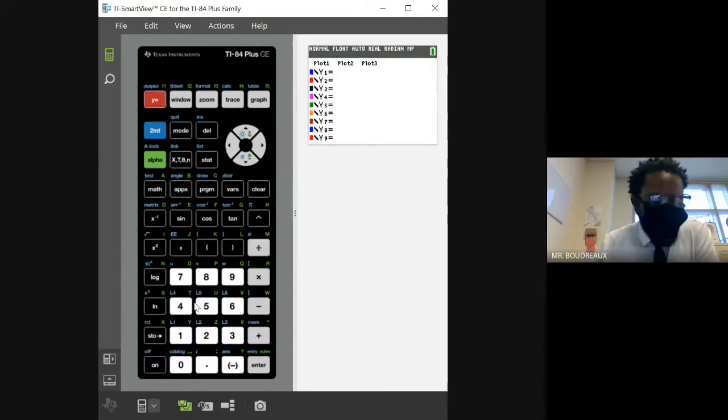The first equation, it said 3/5. Now you have two ways to put in 3/5. I'm gonna put it in with the fraction. That means press alpha and then y equals. And you see you have the option for numerator and denominator. And that's gonna give you 3/5. Just like that. Pretty simple.